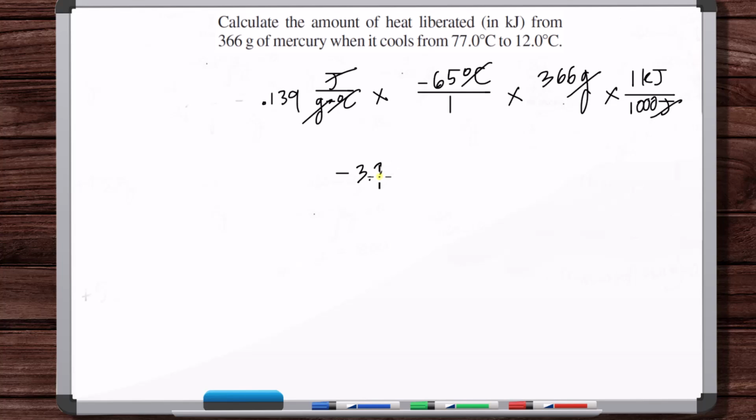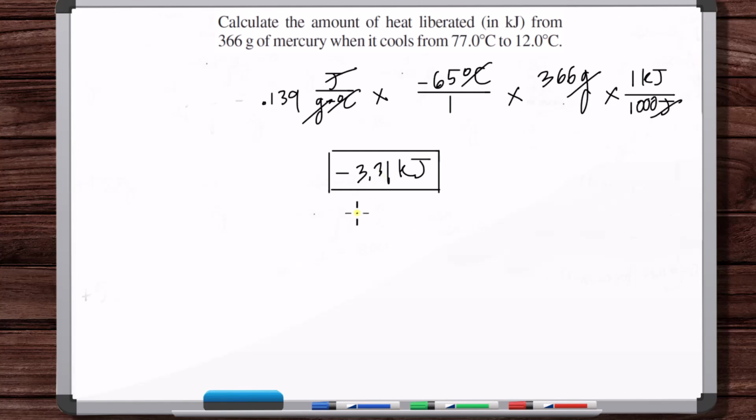Minus 3.31 kilojoules. That's the amount of heat liberated. I mean, based on the question, we could remove the minus sign because it's 3.31 kilojoules of heat released, right? Not minus 3.31 kilojoules of heat released. You see what I mean?